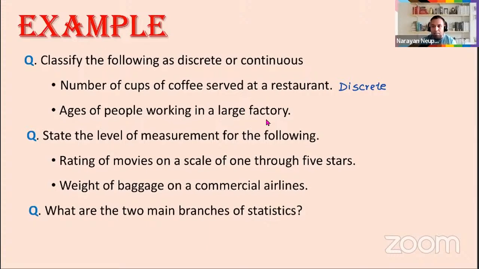If you think of the age, it can be decimal. Some people will be 42 years, other maybe 36 years and 6 months. We can also count the age in days, hours, and so on. So it's going to take the decimal values there. So the ages of people working in a large factory is an example of continuous variable.